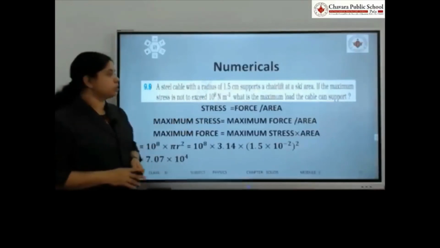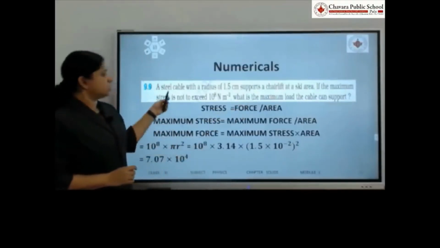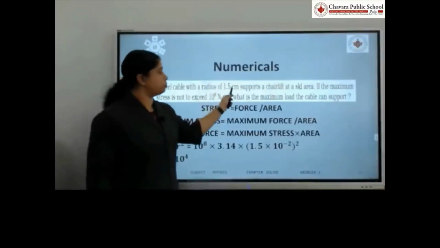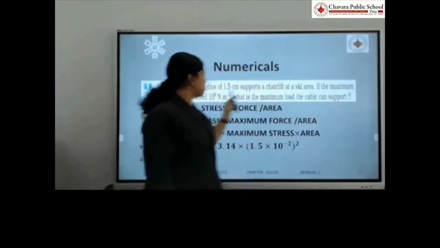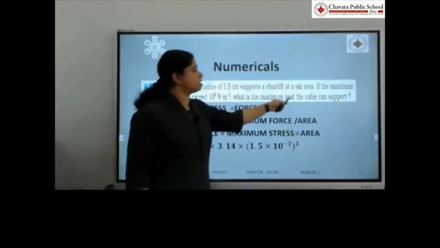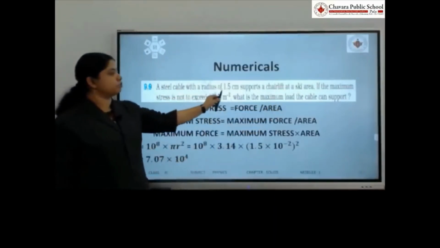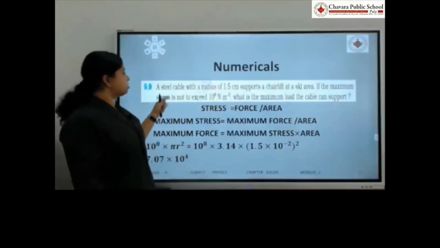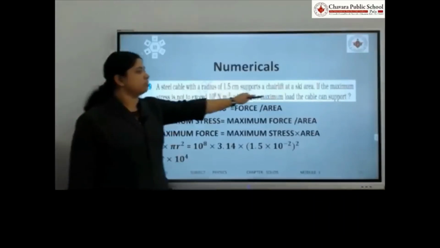So, next, a numerical related to the equation stress equals force by area. Consider this as question number 9 of the exercise. A steel cable with a radius of 1.5 centimeter supports a chair lift at a ski area. If the maximum stress is not to exceed 10 raised to 8 Newton per meter square, what is the maximum load the cable can support? Find the maximum force on the cable.